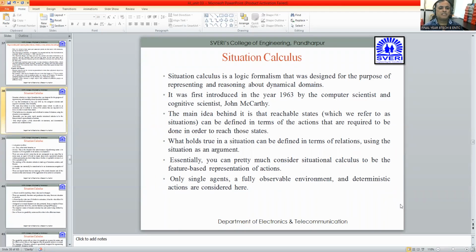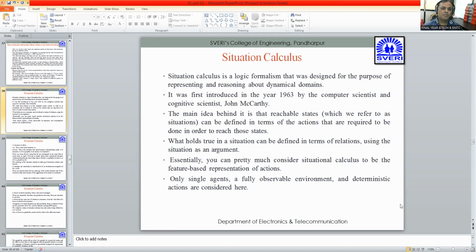Situation calculus is a logic formalism that was designed for the purpose of representing and reasoning about dynamic domains. So you know static and dynamic. This was specially designed for dynamic domains, the domains where you have dynamic behavior, not static behavior. It was first introduced in the year 1963 by a computer scientist and cognitive scientist called John McCarthy. In artificial intelligence, you will be hearing this name very commonly. He is a very renowned name who worked for artificial intelligence, the father of AI, John McCarthy.